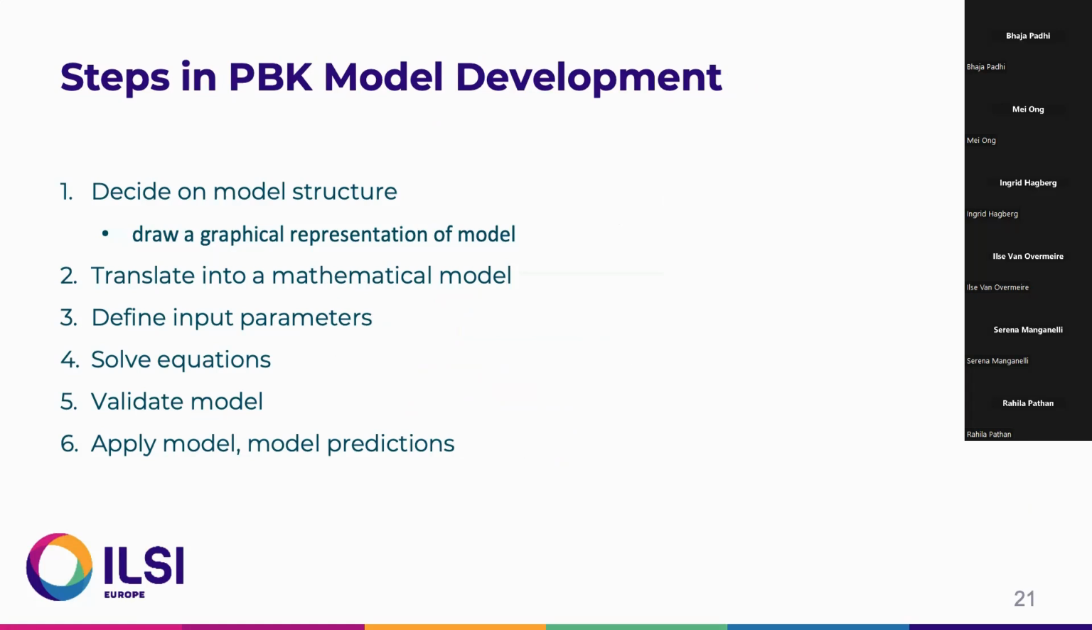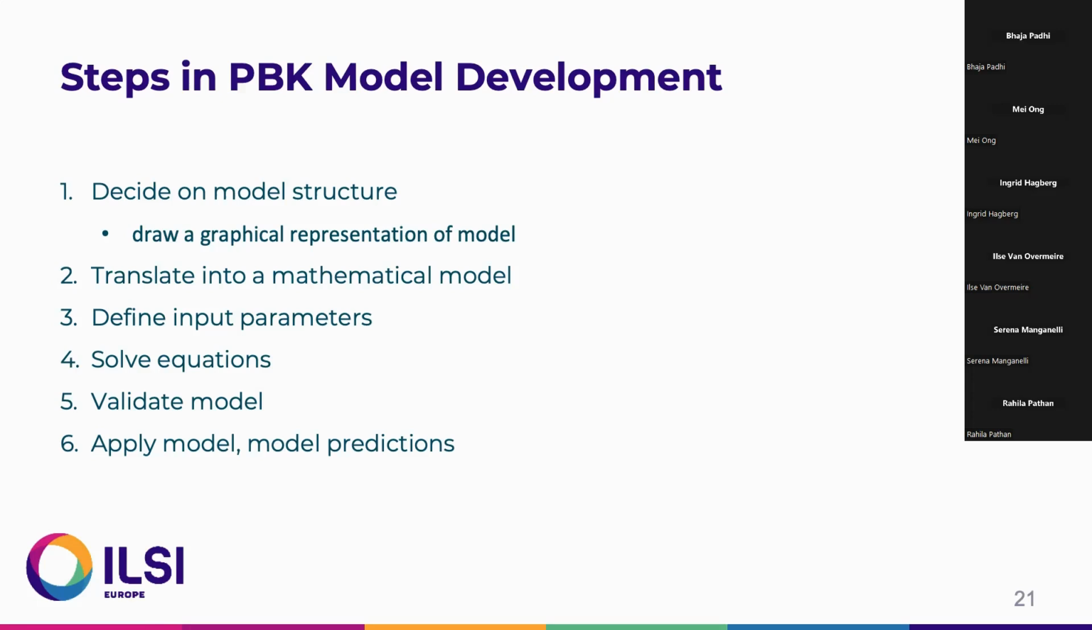So you first have to decide on a model structure. So what tissues are you going to include, for example? How are they related to one another? The second step is that you need to translate each tissue into a set of mathematical equations that I briefly showed before, but I'll go into a little more detail. And then, of course, you have to define these parameters, the volumes of the tissues, but also these chemical specific parameters. And once you've done that, you can solve them. And solving means creating these concentration time profiles in each of these tissues.